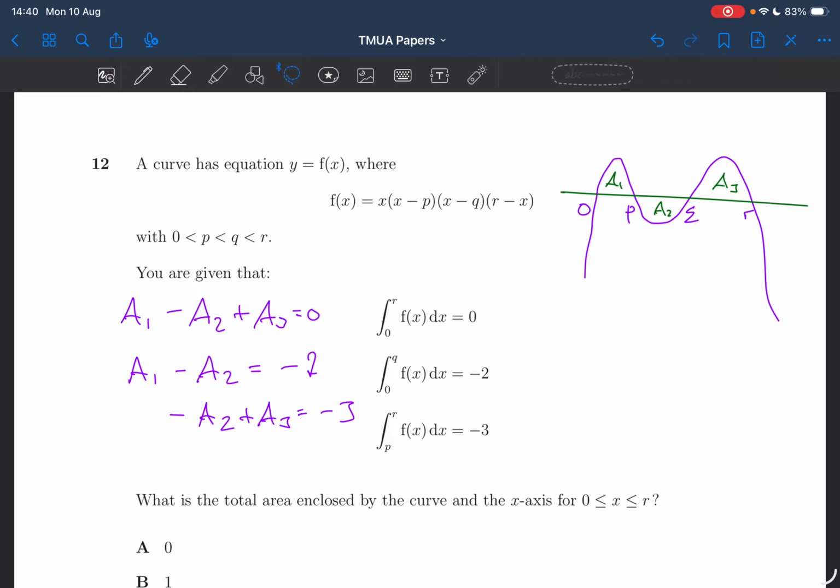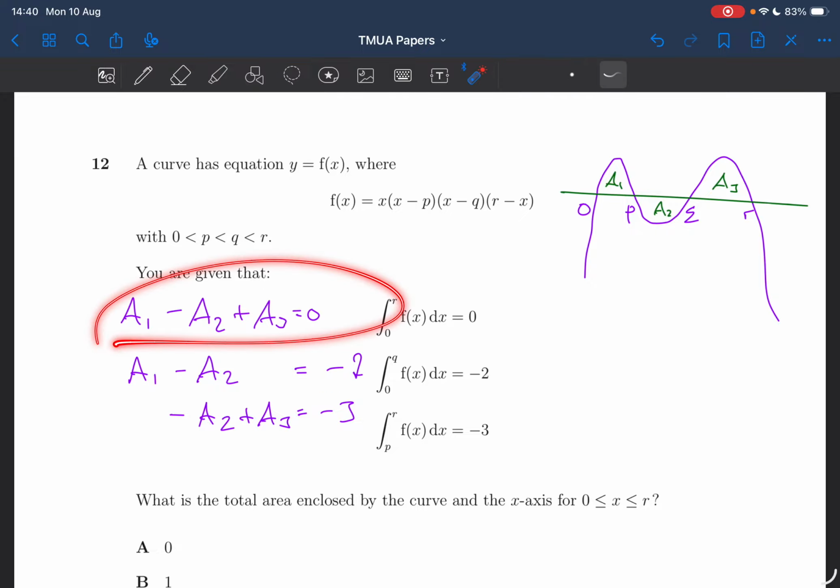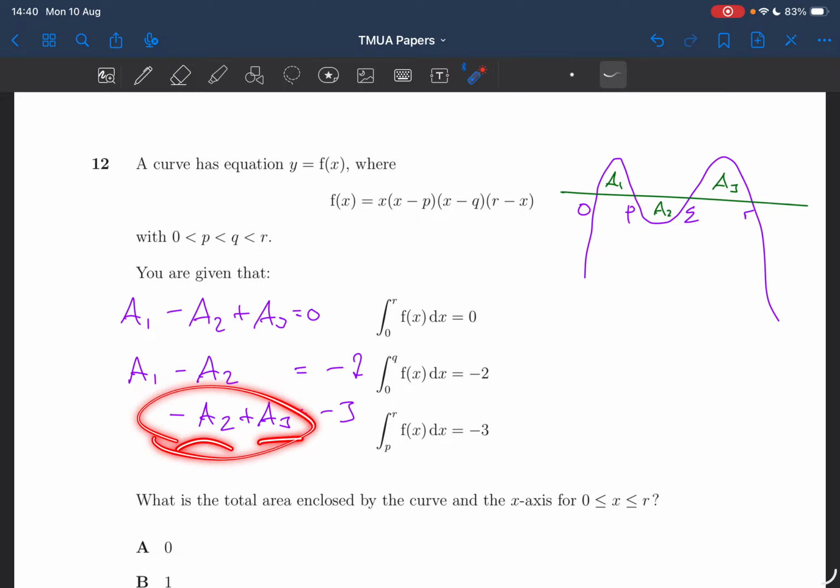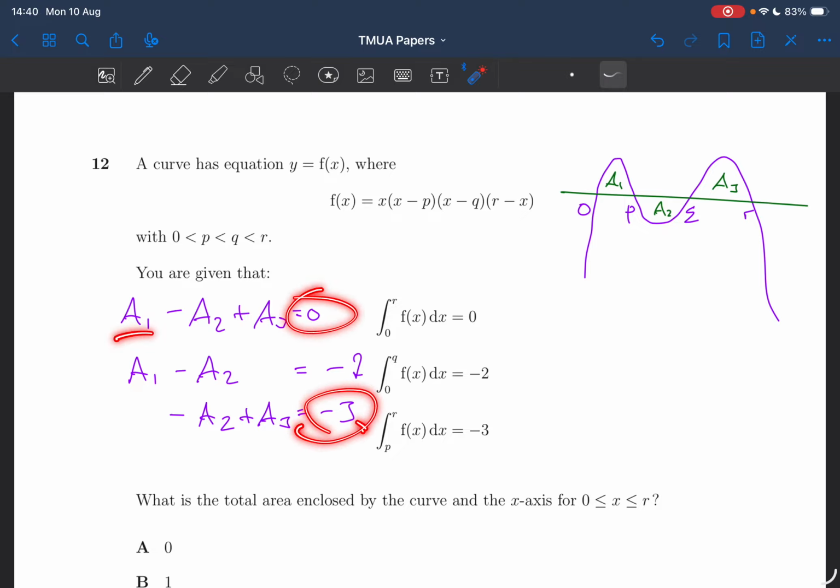So I'm going to slightly reorder these so they're all lined up. Look at the first one, look at the last one. We know that when we have A3 and a minus A2, that should be minus 3. So effectively A1 minus 3 is 0. So A1 is going to be 3.